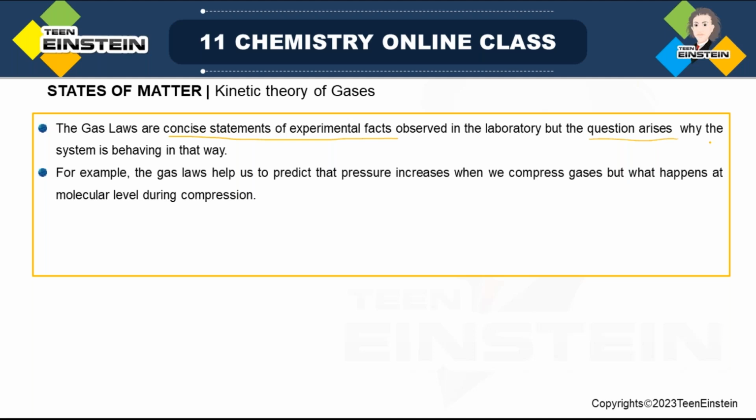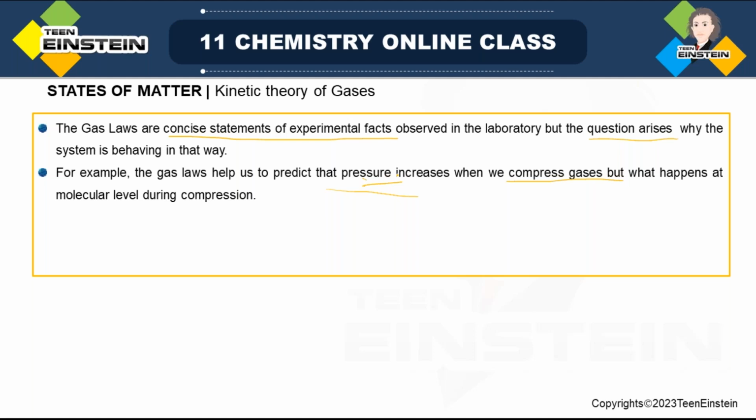That means, as it is true for any gas, there must be some property of gases that is common for all the gases. Then only it is possible, right? So for example, these gas laws obviously help us to predict the pressure increase when we compress the gas. But it is just one example. Suppose you keep the temperature constant and change the volume, what will be the effect on pressure? That we can predict from Boyle's law.